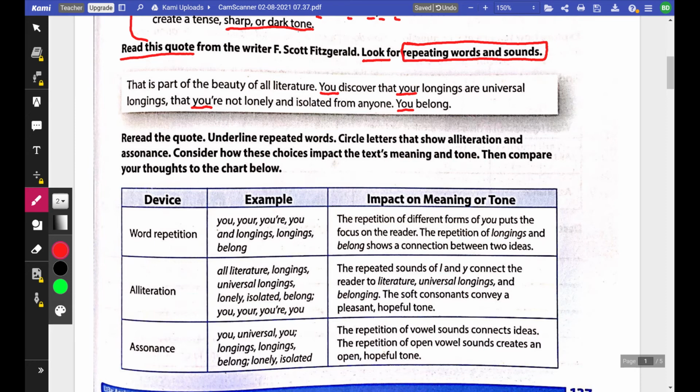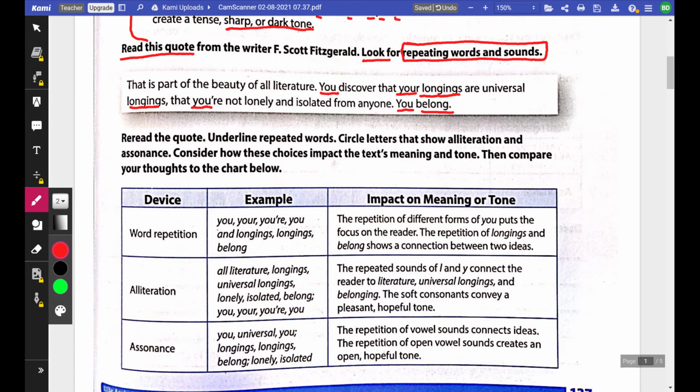So that's some word repetition. Do we have any other words being repeated, or parts of a word that you've noticed? I noticed here we have this word longings, long being repeated. Longings, and belong, which still has that long in it. So I'm going to underline that. So we have those words being repeated for us.